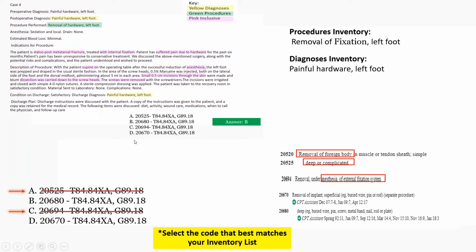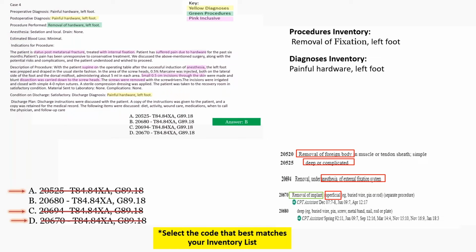So option C is the wrong one. And let's look into option D. Remaining two is option D and B. Let's see what option D is for. It's coding for 20670, which is removal of implant superficial. And option B is coding for 20680, which is a removal of implant deep.